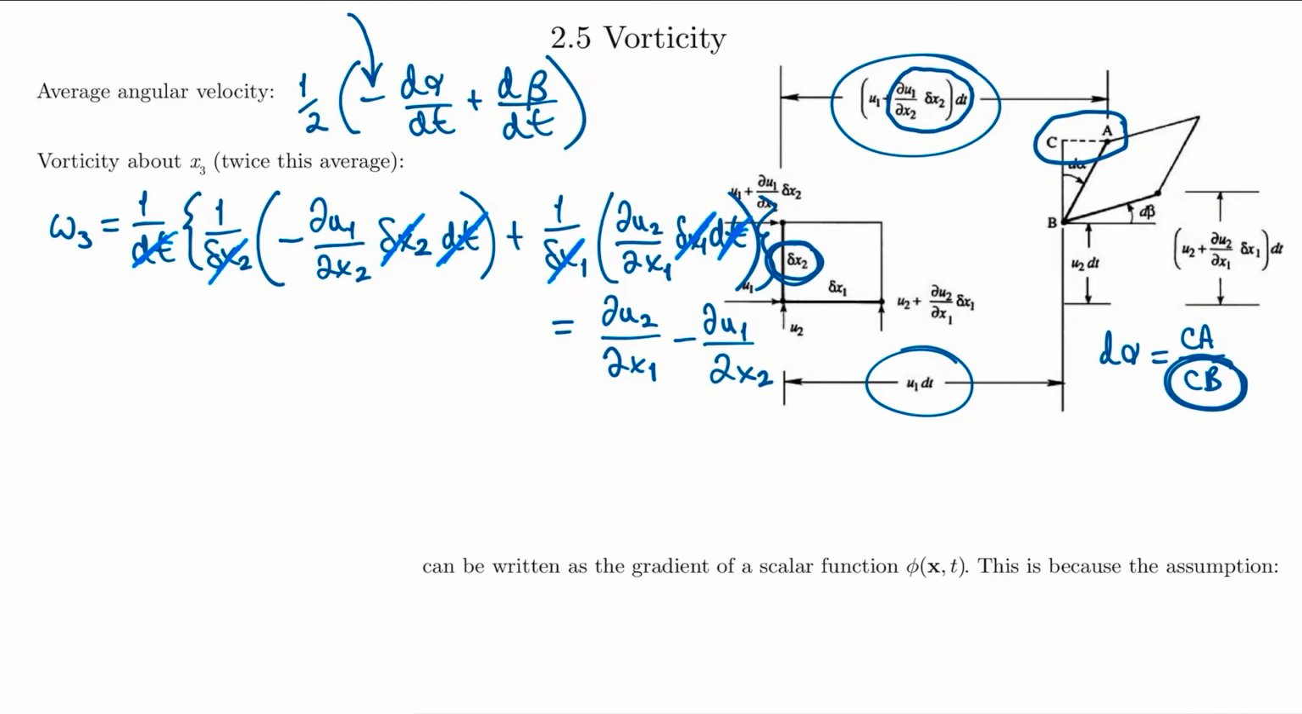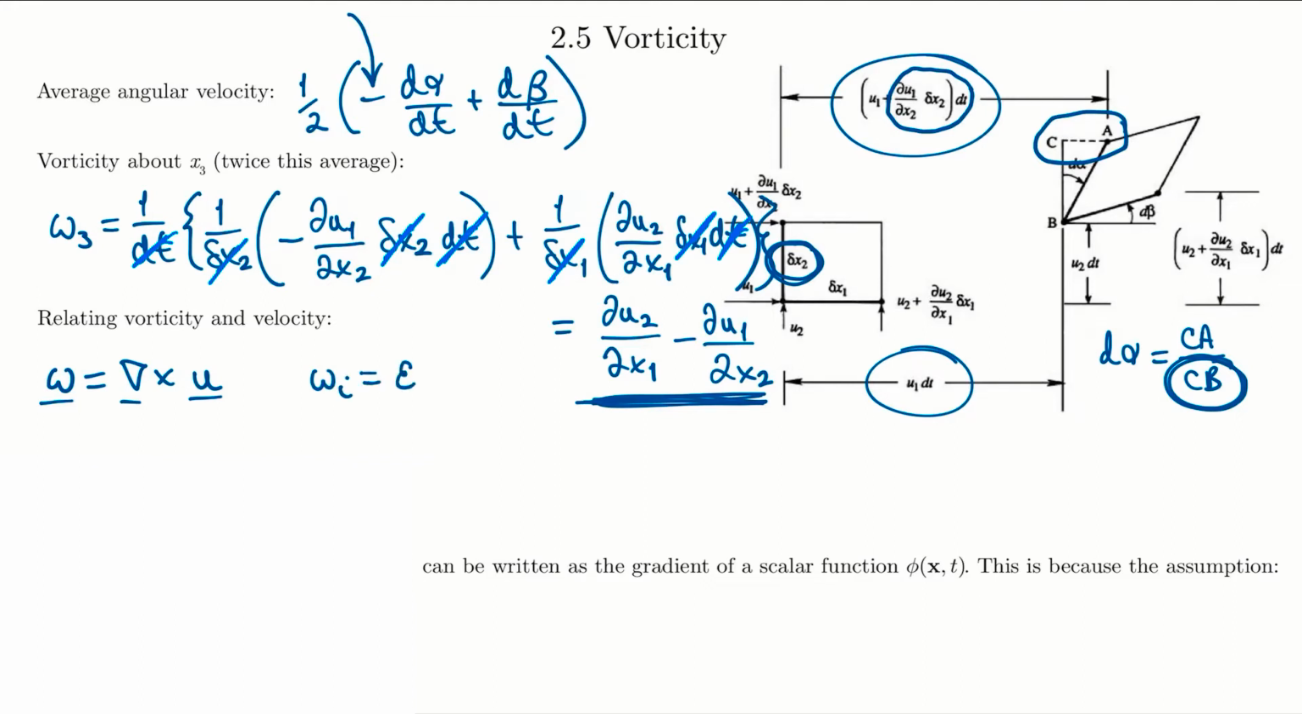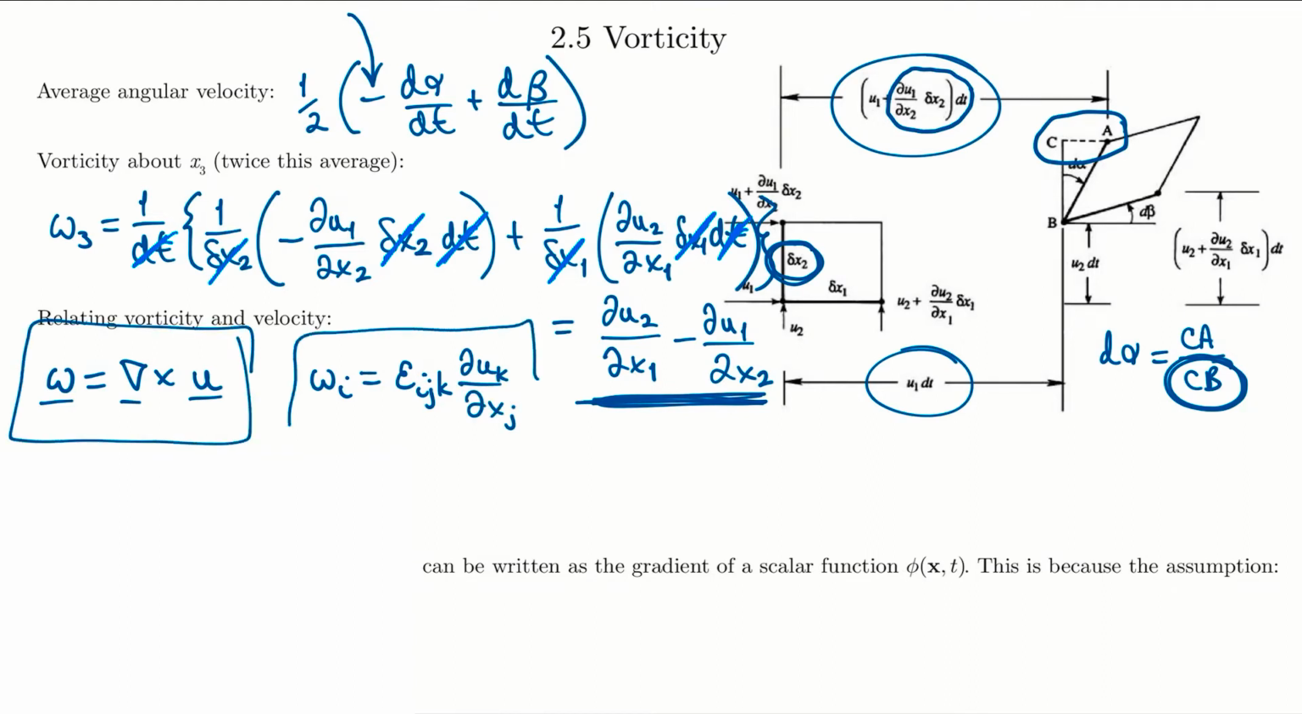Now we can see, again by observing this, that we can use the definition of the curl of a vector, which we defined previously, to relate the vorticity vector to the velocity vector. So that looks like this, or in index notation like this. I'll box those, because the vorticity expressions are important.